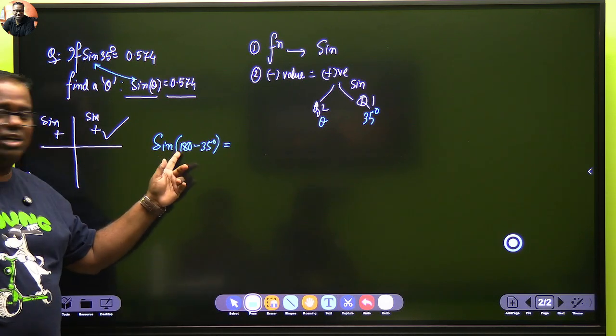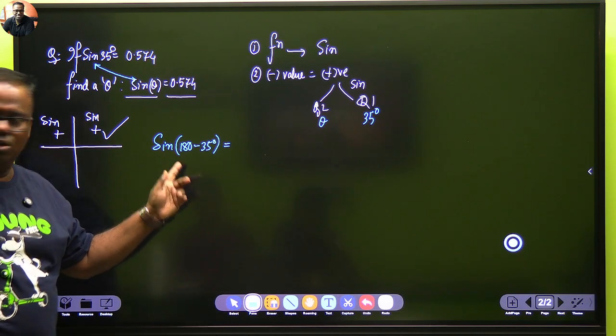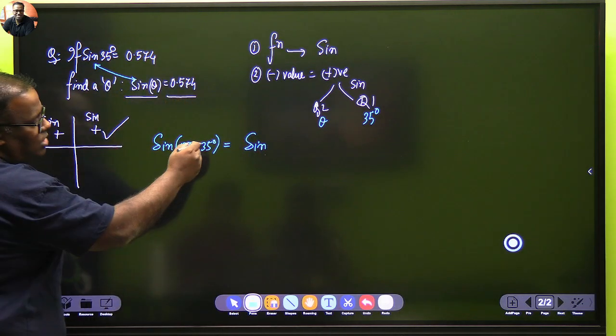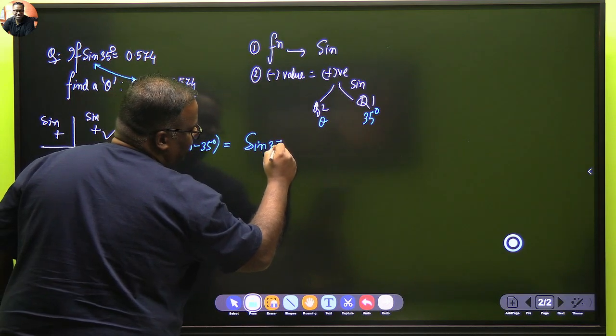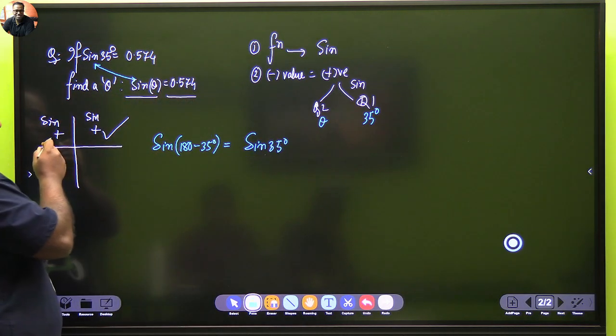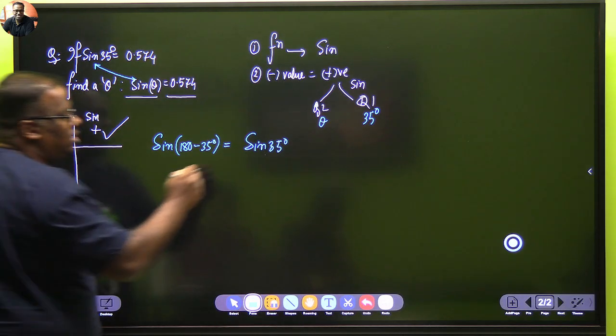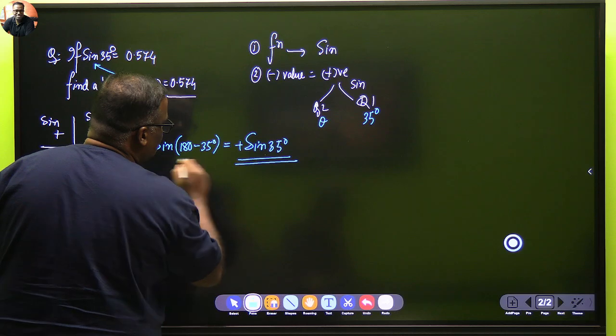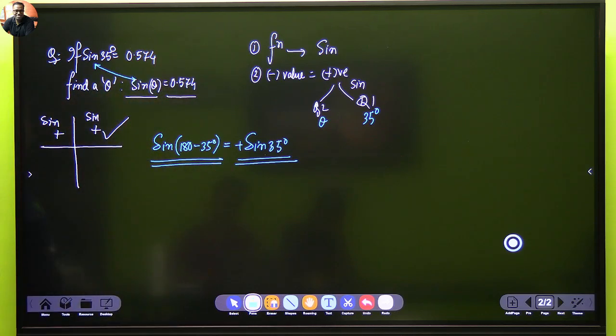On 180 you are trying to transform. Will the function transform? No. So the function remains as what? Sine. What is the angle? 35. And what is the sign? The sign is based on the quadrant. Parent function lies on second quadrant. So the sign remains as positive. That means sine 35 is equal to sine of 180 minus 35.